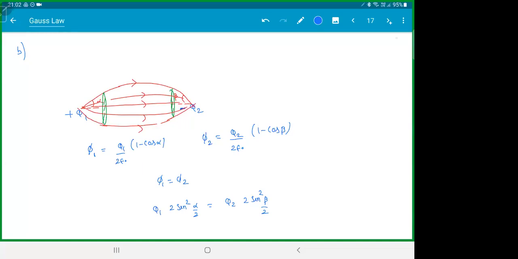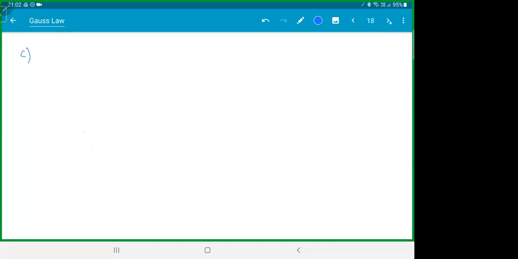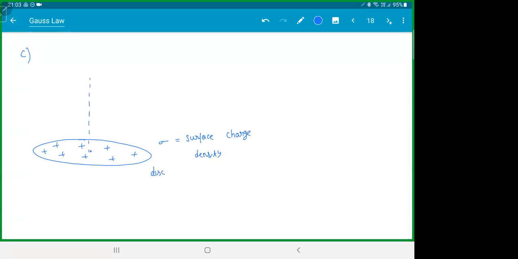Same question, this is even better. We have a charged disk. Sigma is the surface charge density. It's a disk of radius r. From the center, at a height, you kept a charge plus q.